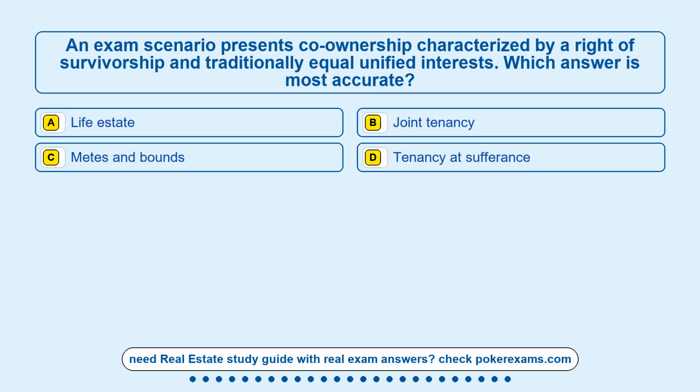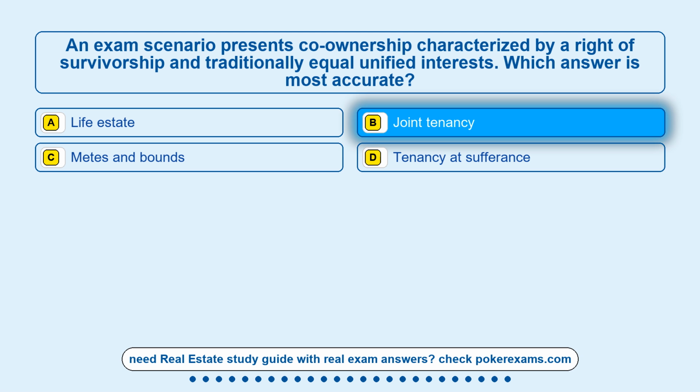Question 11. An exam scenario presents co-ownership characterized by a right of survivorship and traditionally equal unified interests. Which answer is most accurate? Option A, life estate. Option B, joint tenancy. Option C, metes and bounds. Option D, tenancy at sufferance. The correct answer is option B, joint tenancy.